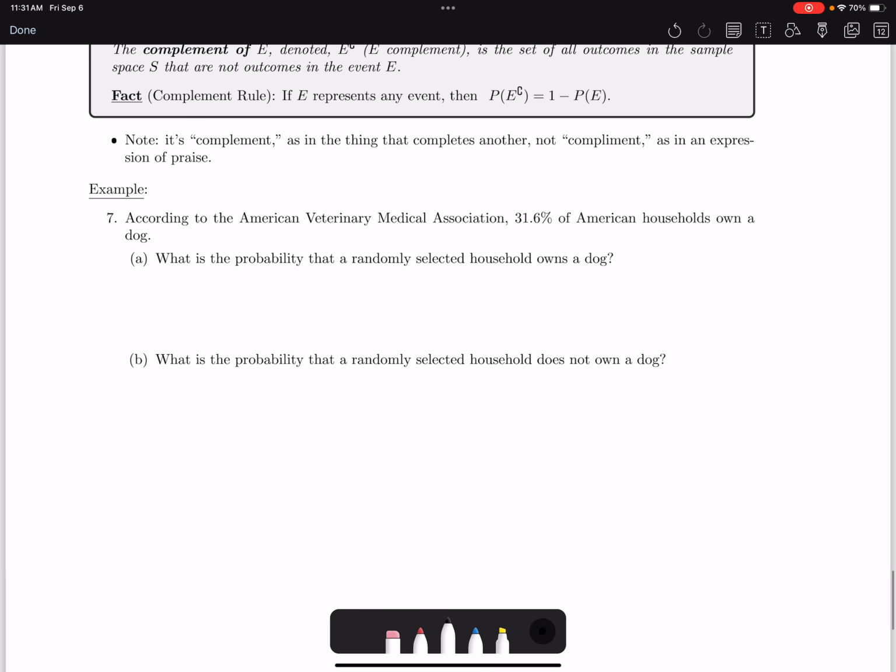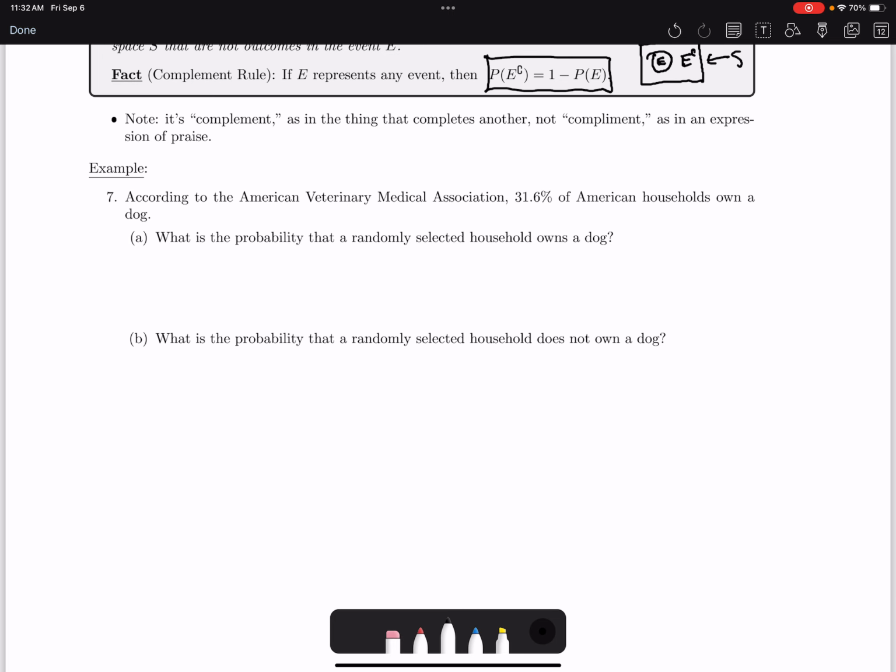For example, according to the American Veterinary Medical Association, 31.6% of American households own a dog. Part A asks, what is the probability that a randomly selected household owns a dog? Well, if 31.6% of households own a dog, then the probability that you're going to randomly select a household that owns a dog is going to be 0.316. Problems like that are deceptively simple. It seems like there's got to be more to it than that, but there's not. This is just the probability of owning a dog.